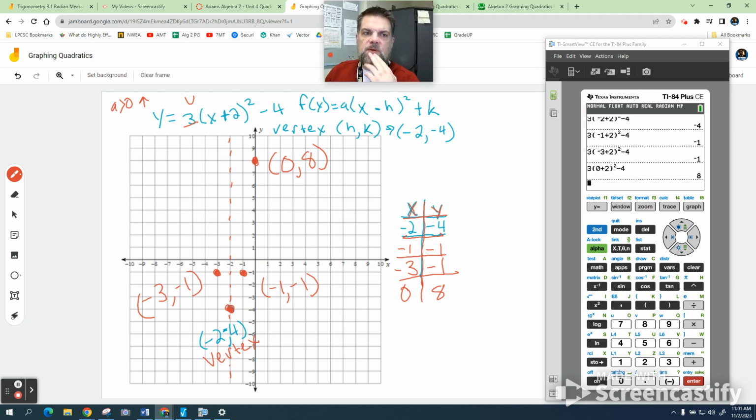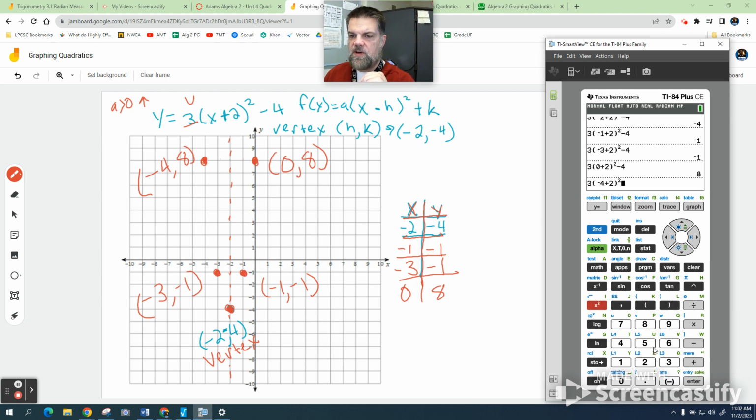All right, so now what do I do? Well, since this is 2 units away from the line of symmetry, if I go 2 units on the other side, this point here, which is actually negative 4, comma 8, should also exist on the curve, right? How do I double check that? Plug it in. 3 times the quantity, negative 4 plus 2, in parentheses, squared, minus 4. That also equals 8. So yeah, that worked.